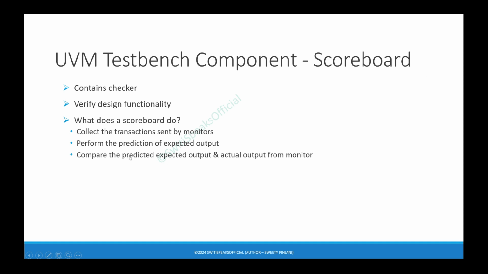Then it will compare your predicted expected output and your actual output from the monitor. If both these outputs are matching, your DUT is performing properly. If there is a mismatch, there is a possibility of some bug. So you can find some design bugs if your expected and actual outputs are mismatching.